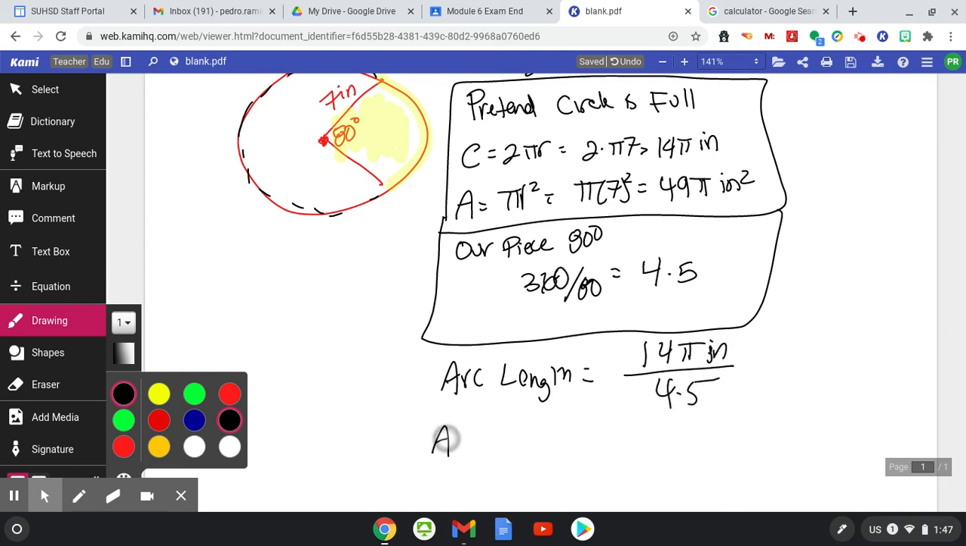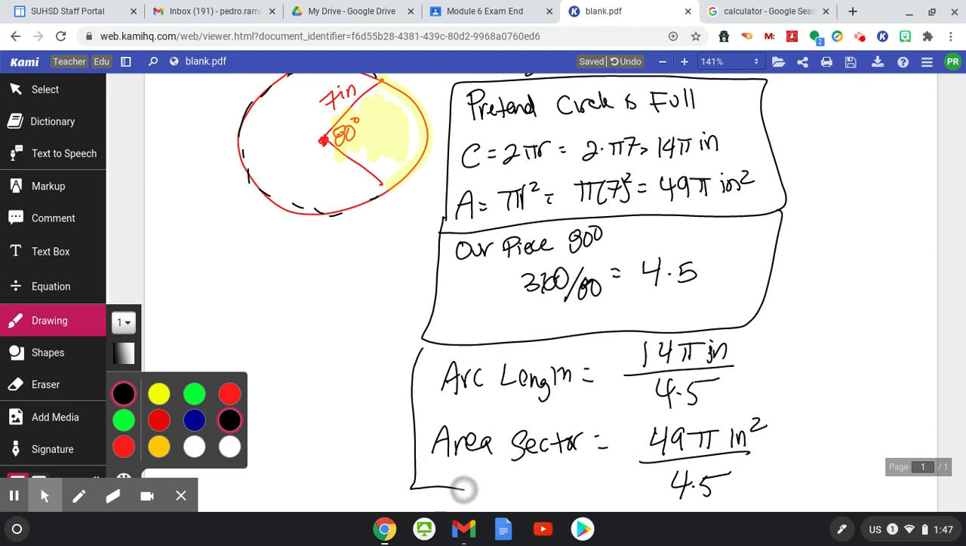If I want the area of the sector, I take my answer for the area of the sector, which is 49 pi inches squared, and divide it by 4.5. And at this point, you've basically done everything to solve for the arc length and area of the sector. Those answers down there would be your answer for the problem.